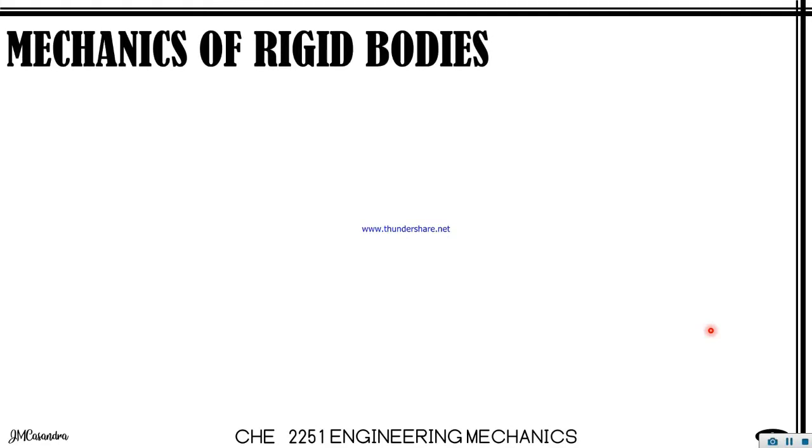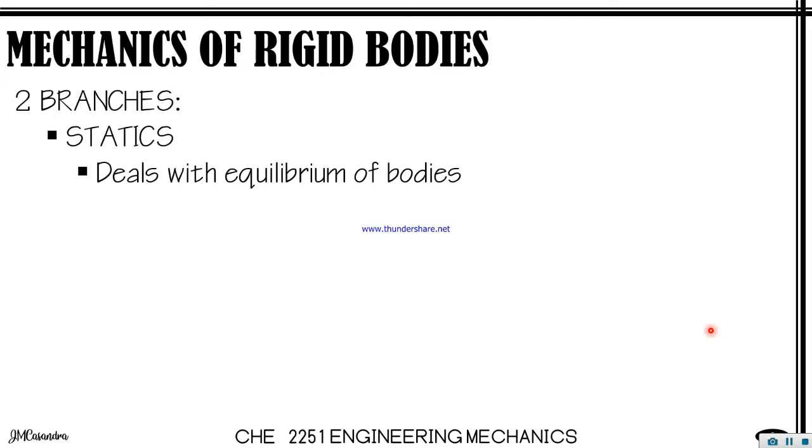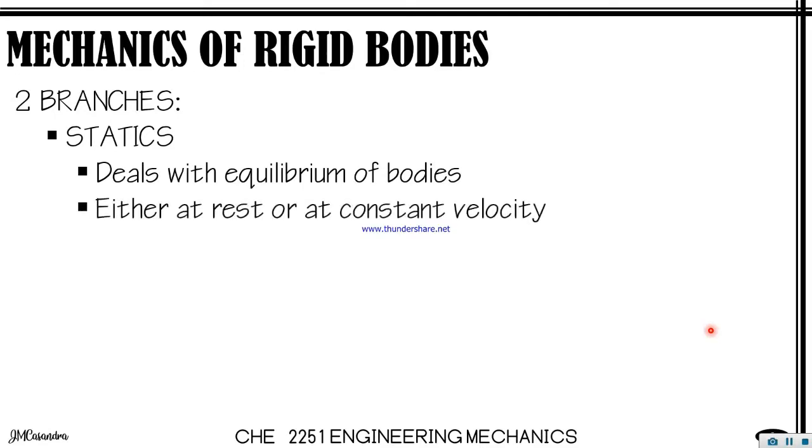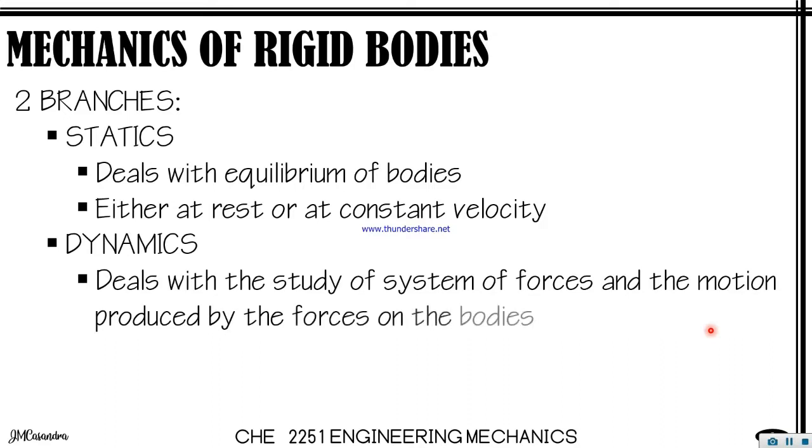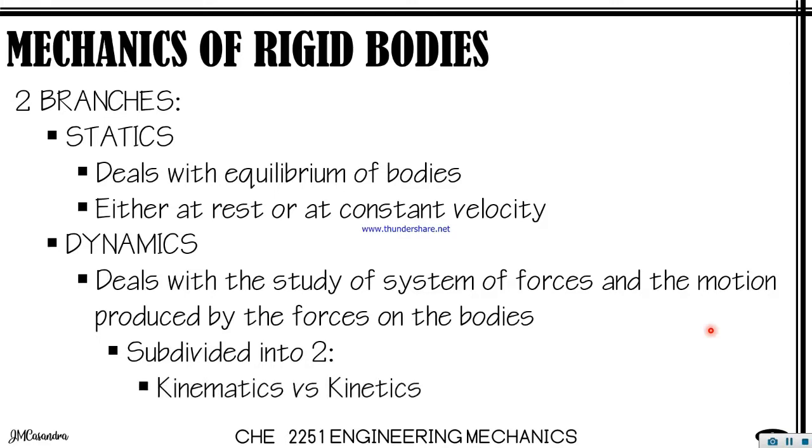So for rigid body mechanics, there are two sub-branches under it. We have statics, which deals with equilibrium of bodies, which are either at rest or at constant velocity. And we have dynamics, which deals with the study of system of forces and its effect to motion, which are produced by the forces on the bodies. So it is subdivided into two sub-branches, kinematics and kinetics.